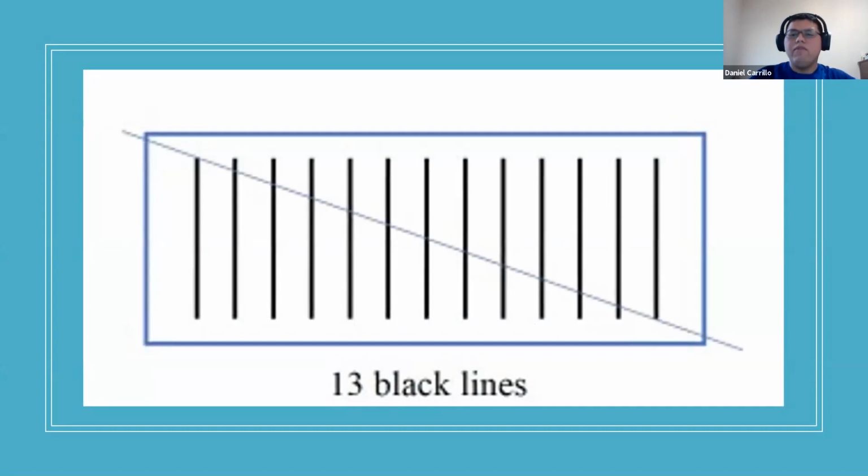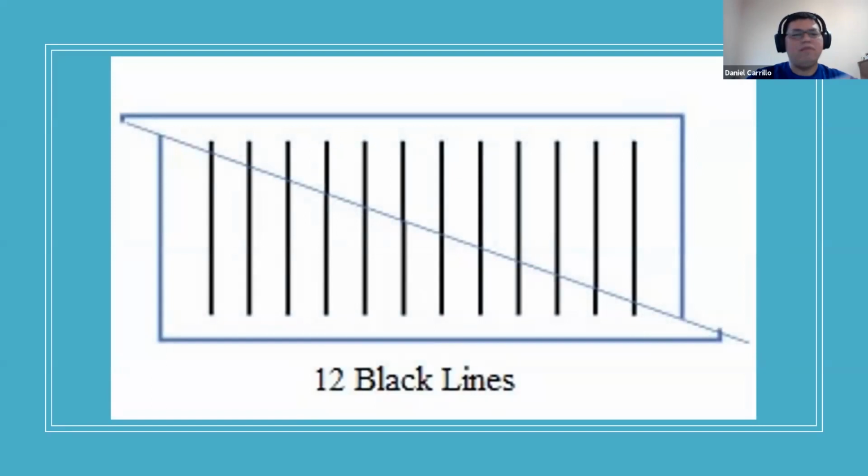Okay, so for this illusion, I'll go ahead and cut this piece of paper diagonally and make one of these lines vanish. All right, so now that I cut the piece of paper, I'm going to slide those pieces inward, and we now have 12 black lines.